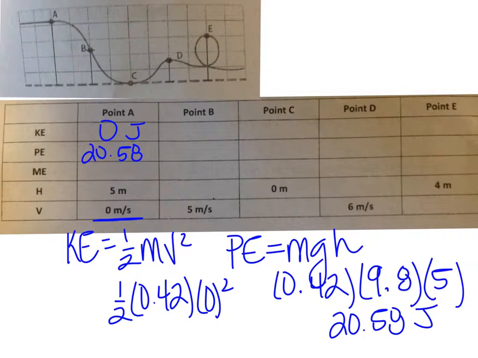And now to find your mechanical energy, ME, it is going to be just your kinetic and your potential added together. So since you have 0 plus 20.58, it's going to be 20.58, and that's in joules. Your mechanical energy, since we are going to treat this roller coaster as a closed system, meaning all the energy stays within it, is the same for every single point on this coaster.